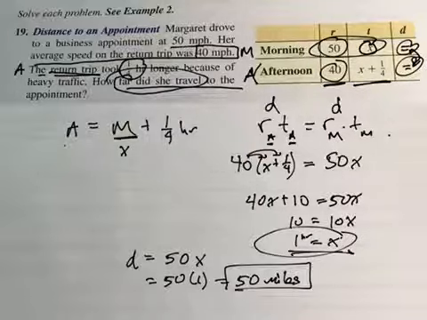So make sure you answer the question. If this was a multiple choice question, I guarantee one of the answers would be 1 hour, and it would be the wrong answer. Even though you did it right, you didn't answer the question. How far did you travel?